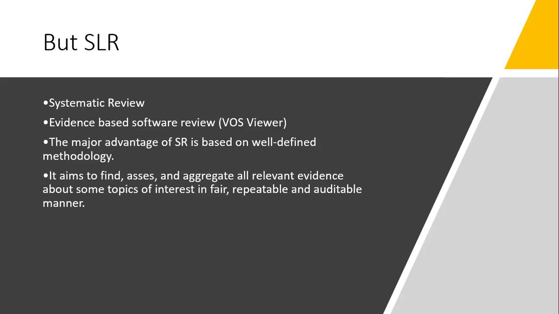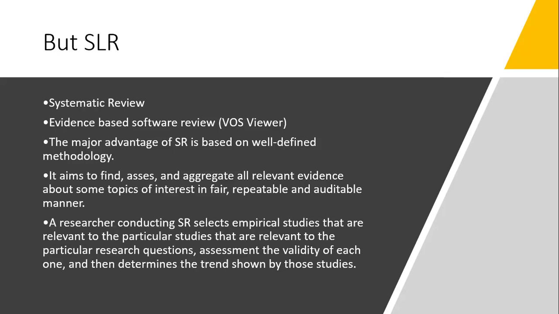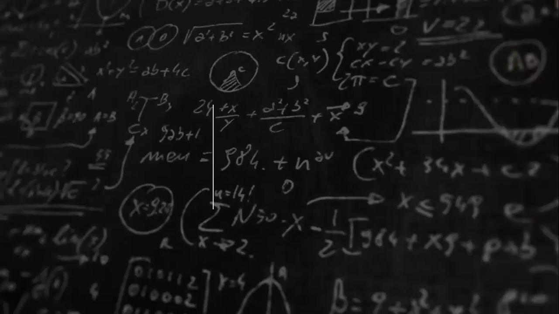And it aims to find, assess, and aggregate all the relevant evidence about some topic. Research conducted in a systematic literature review selects empirical studies that are relevant for the particular study. You will download directly about your domain. You are not doing any filtration over there, whether it is positive or negative. If that paper is published in your particular domain, you will take it. You are not doing any additional filtration.